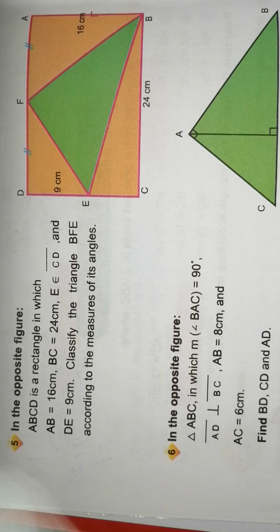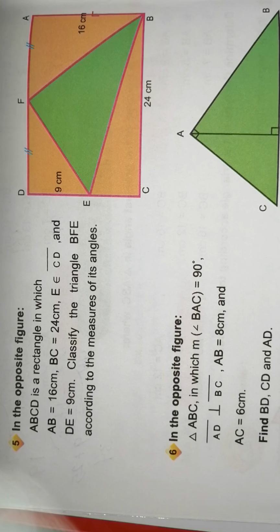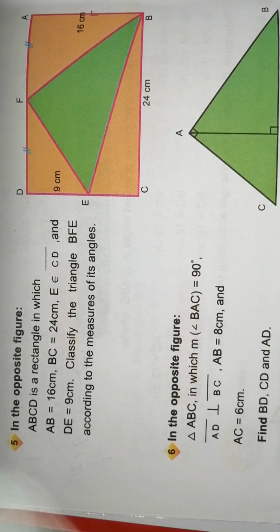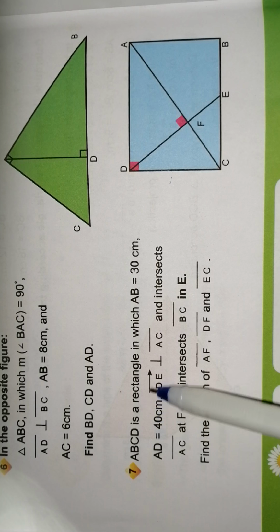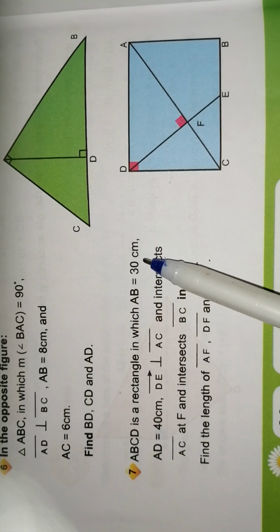That's very good. And now we're moving to number 7, page 96. ABCD is a rectangle as shown in the figure. ABCD is a rectangle in which AB equals 30 centimeters.